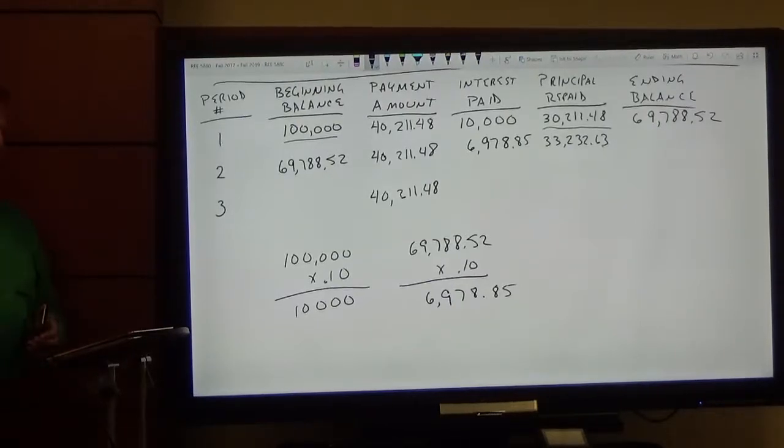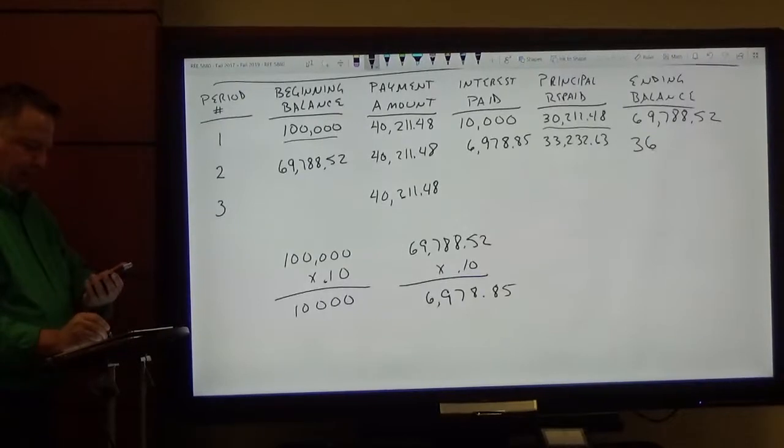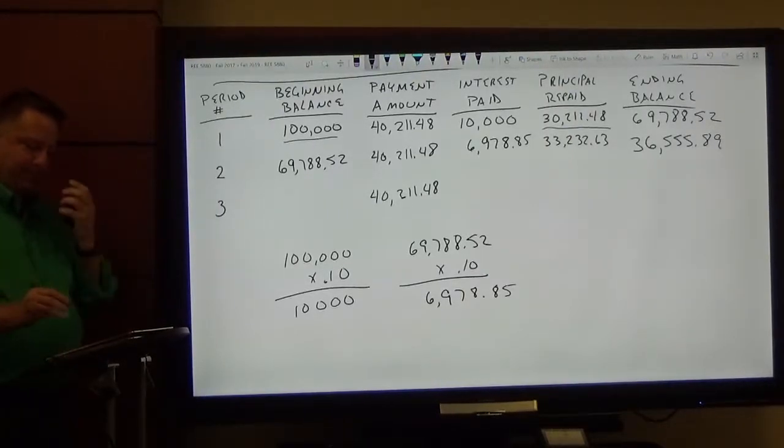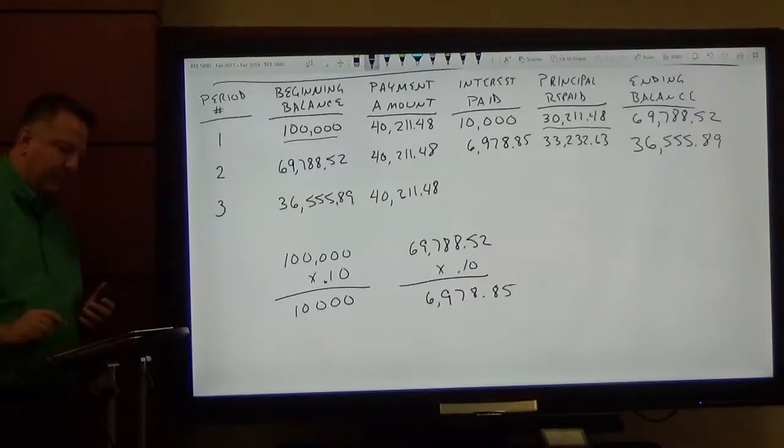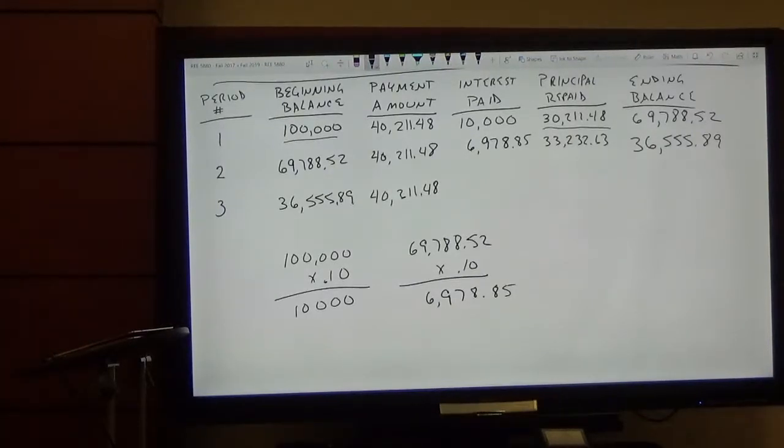And then now, we want to get the ending balance for that year. So we subtract the principal repaid for the second year from the beginning balance. And we end up with $36,555.89. That now becomes our beginning balance for the third year. Okay? Everybody still with me? Yes or no?